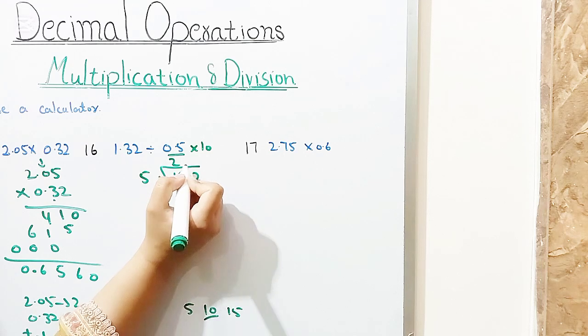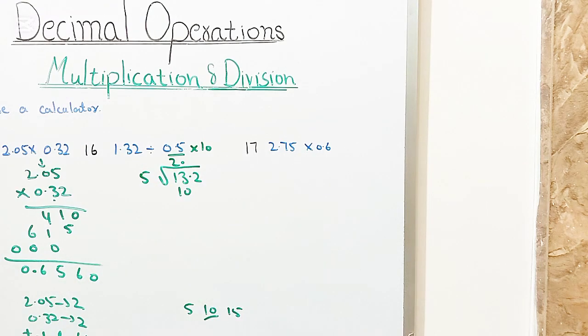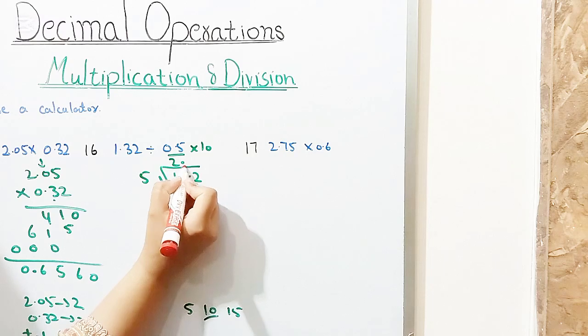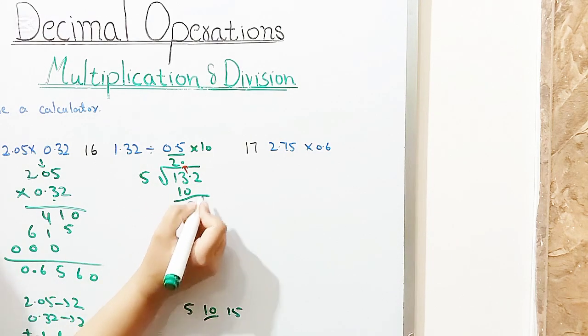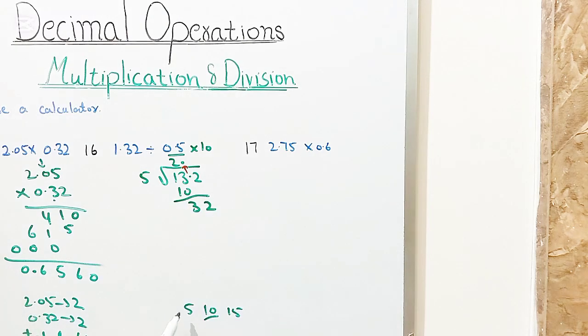Now a point there, then the point moves to the upper side. You see it? Now I will subtract it, 3 2. Now 5 1s are 5, 5 2s are 10, 5 3s are 15, 5 4s are 20, 5 5s are 25, 5 6s are 30, 5 7s are 35. Now 35 is the bigger value.